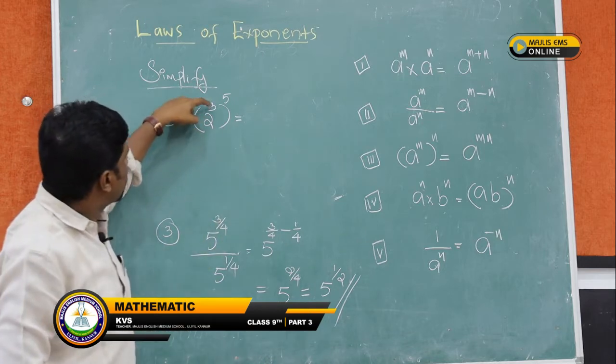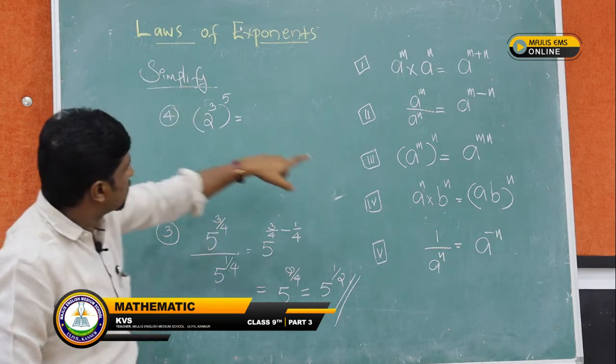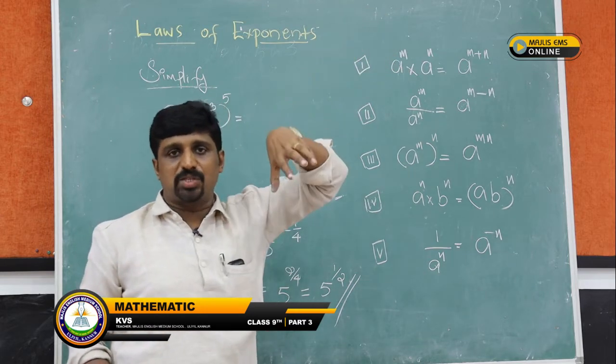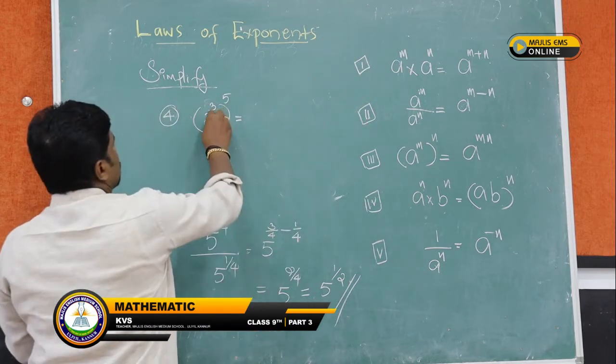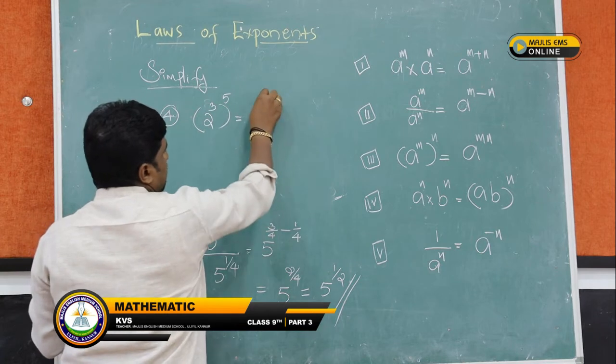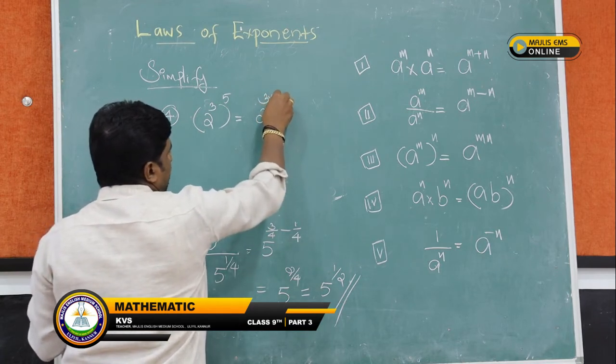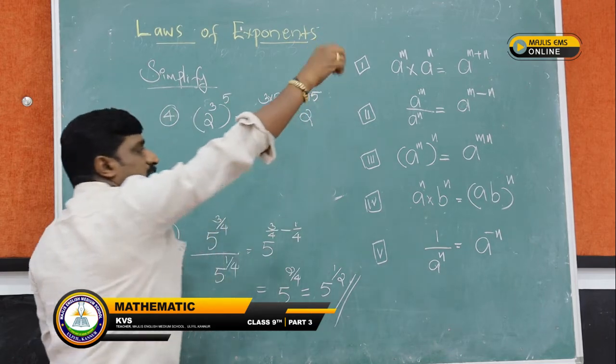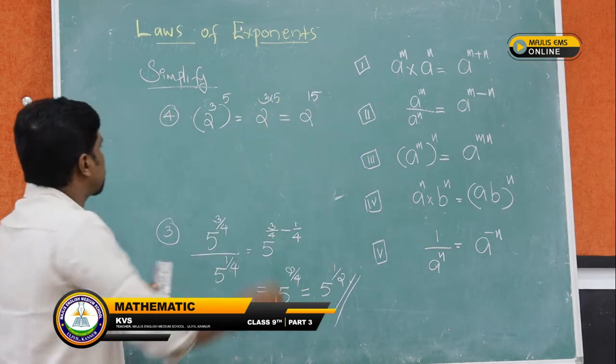Then (2 raised to 3) whole raised to 5. This is in the form (a raised to m) whole raised to n, that is a raised to m into n. Therefore here 2 raised to 3 raised to 5 means 3 into 5, that is 15. So the answer is 2 raised to 15.